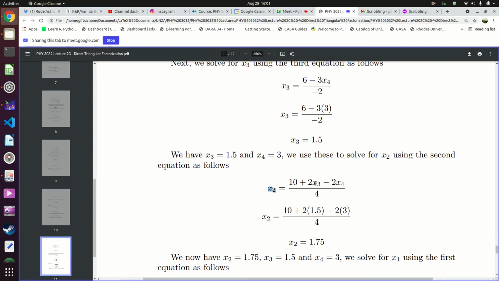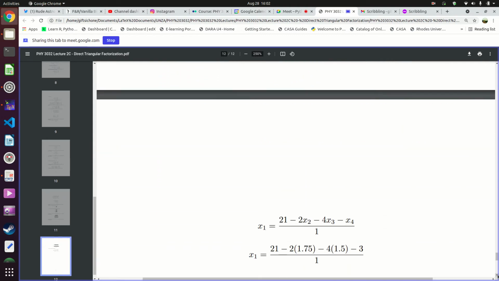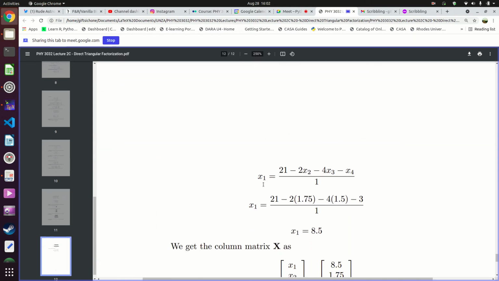When you substitute in the values for x3, which is 1.5, and for x4, which is 3, you're going to end up with x2 equals (10 plus 2 times 1.5 minus 2 times 3) divided by 4. You're going to end up with x2 being equal to 1.75. So now that you've got your x2 equals 1.75, your x3 equals 1.5, and your x4 equals 3, you will now proceed to work out x1 using the first equation. When you do that, you're going to end up with the following.